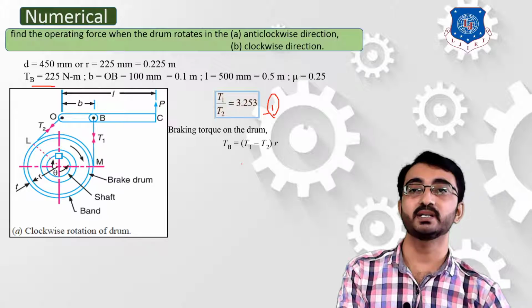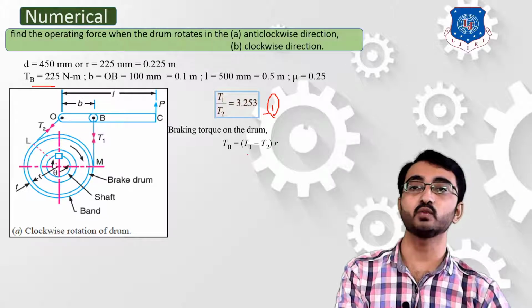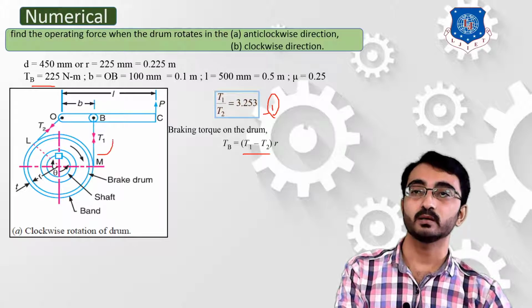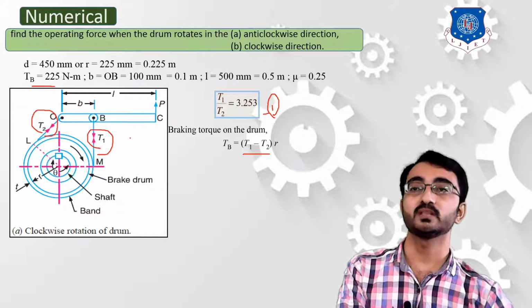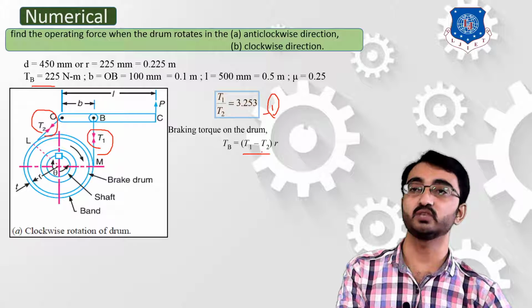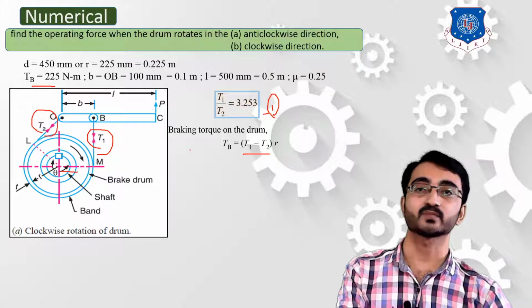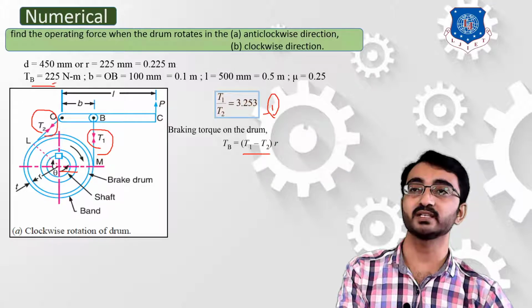We have a simple relation that braking torque is equal to T1 minus T2, that is the force acting between these T1 and T2 forces. So the net effective force applied due to the braking effect is T1 minus T2 multiplied by this radius. Again over here they have given the value of torque, that is 225 Newton meter.